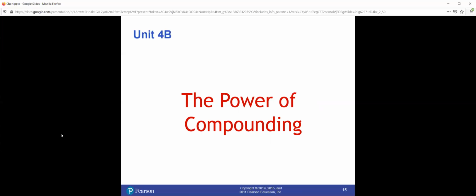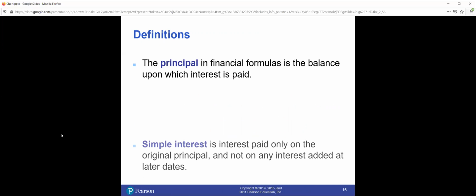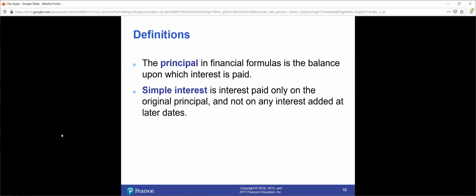This is more math-based, as Unit 4A was a bit more thought-based. So, power of compounding. First of all, you need to know when I say principal, what do I mean? The principal in financial formulas is the balance upon which interest is paid. The principal is the amount of money you talk about. Simple interest is interest paid only on the original principal. It is not any interest added at later dates.